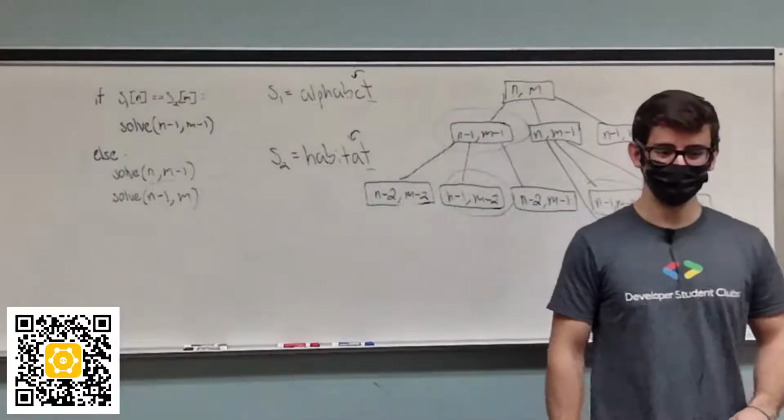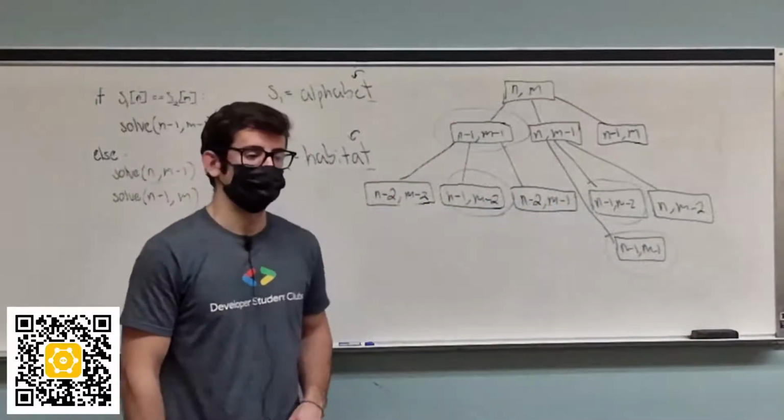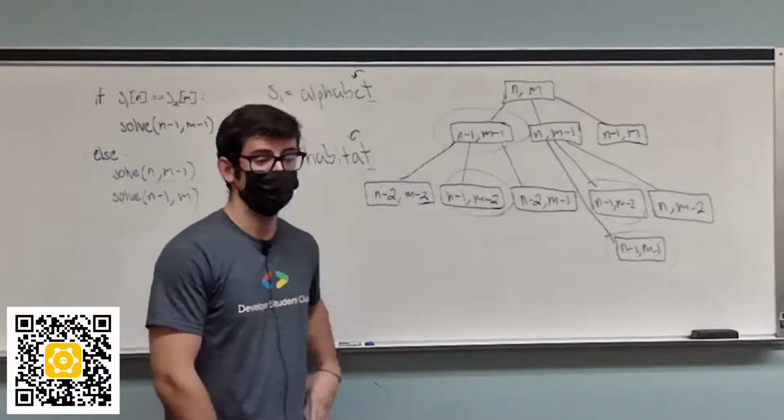Just out of curiosity, is exponential like the worst it can get, or can it get worse? I think factorial is worse. And n to the n. Yeah, and n to the n is also bad.